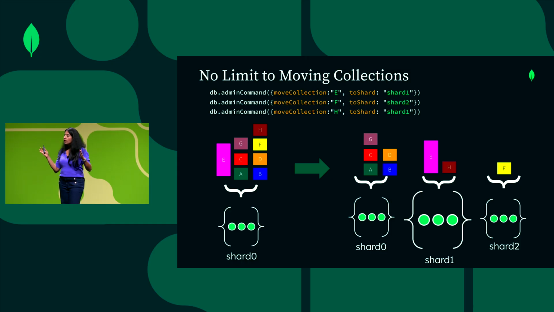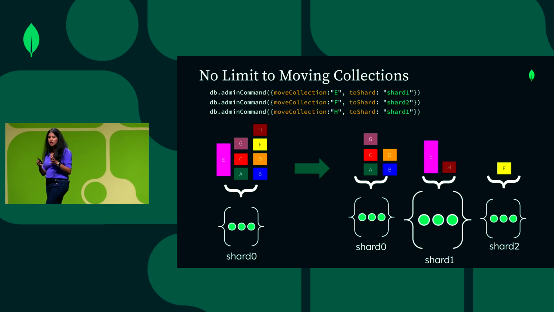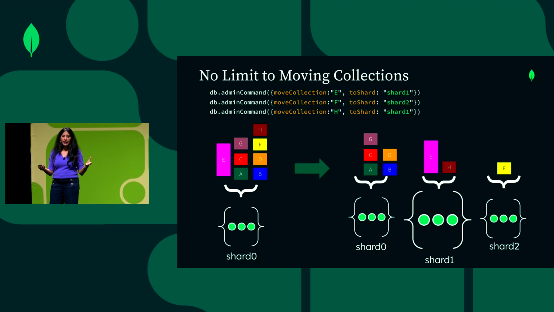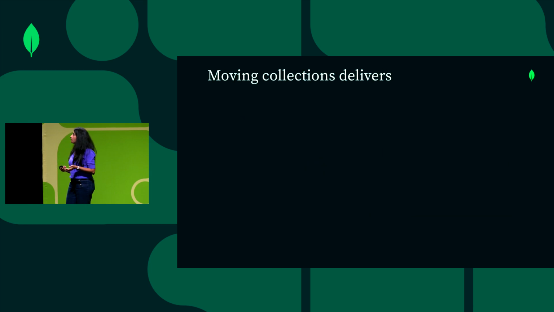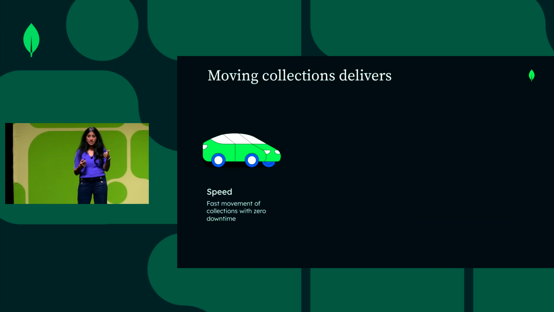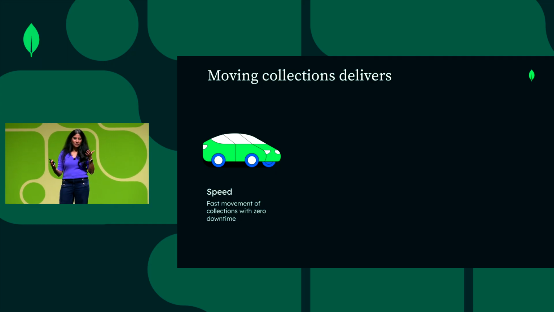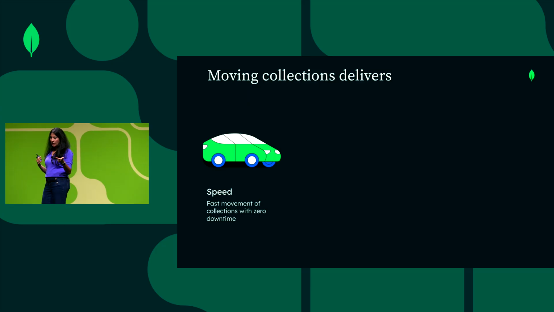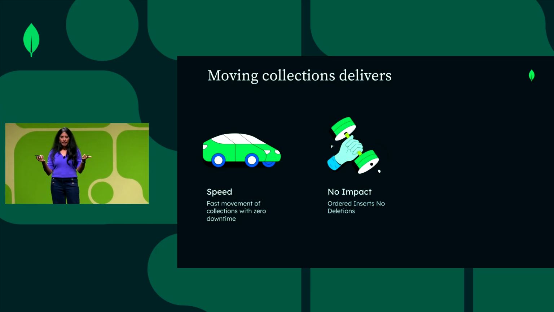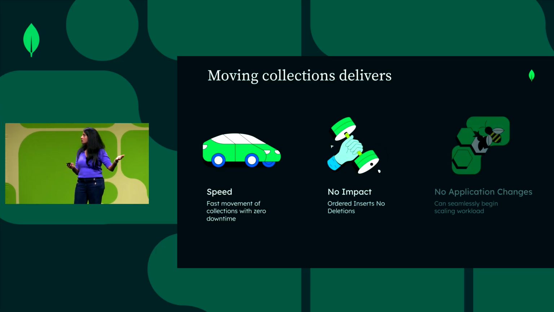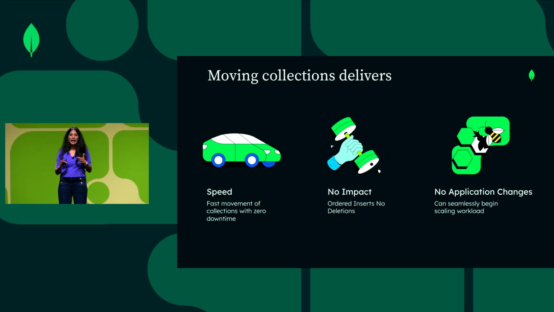And this way you can leverage move collection to get instant scale for your databases without making any application changes. So it's pretty fast. I can quote some numbers, but it depends on the number of indexes and number of documents you have, but it's extremely fast. We have no impact because you're still writing to your original collection. And lastly, you don't have to make any application changes.